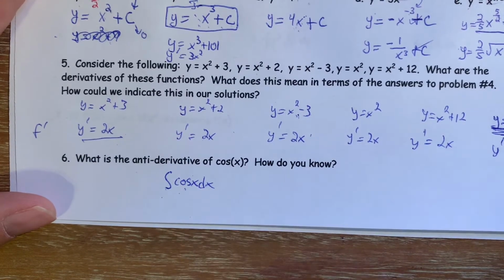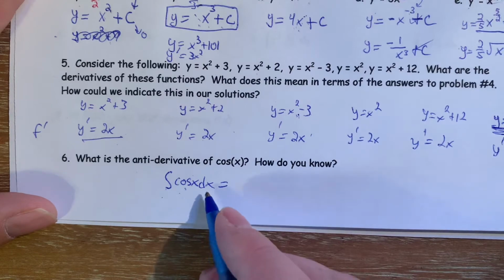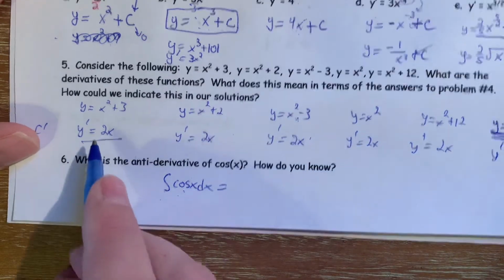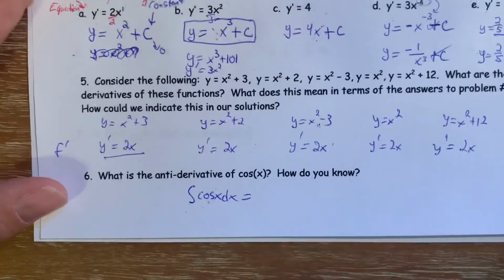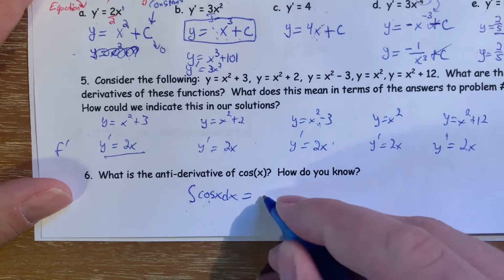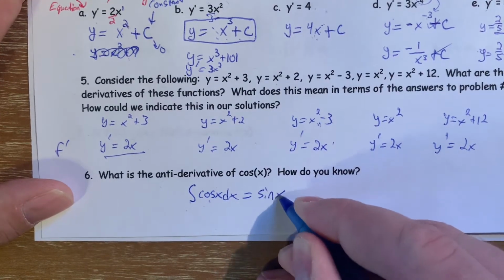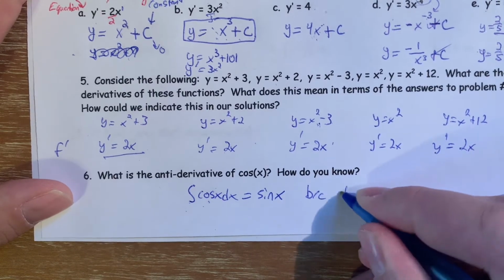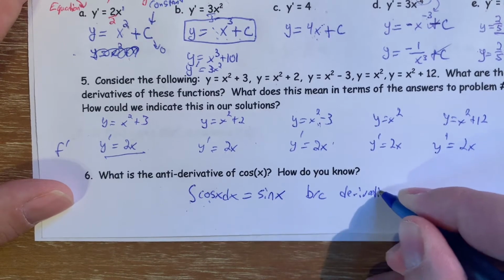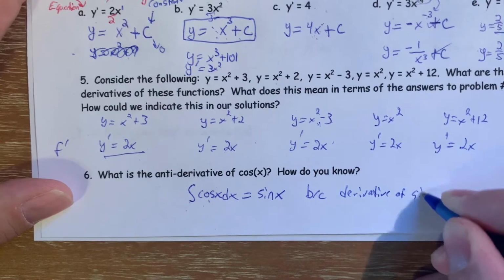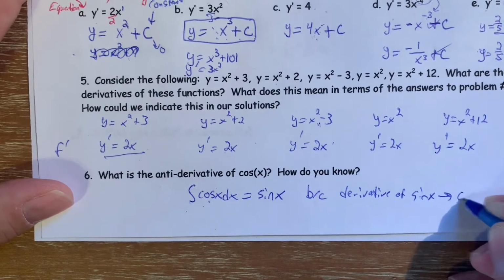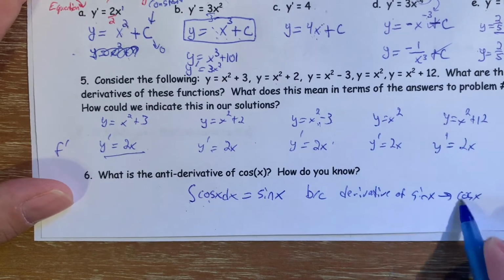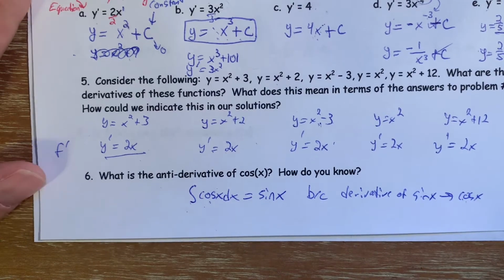And what is that antiderivative? When you're finding the antiderivative, you're finding the thing that when you take the derivative gives you that thing. So the antiderivative of cosine of x, hopefully you found, was sine of x, because the derivative of sine of x gives you cosine of x. The derivative of sine of x is cosine of x, so the antiderivative of cosine of x is sine of x.